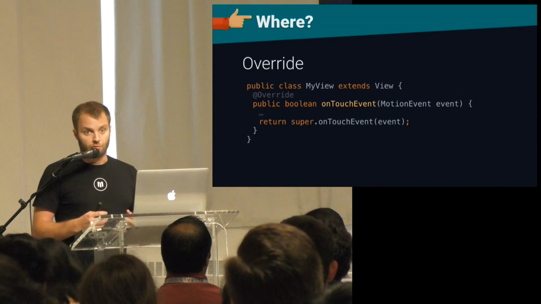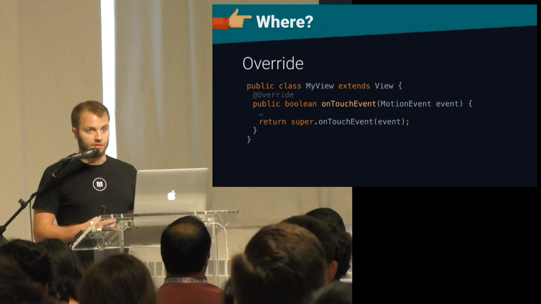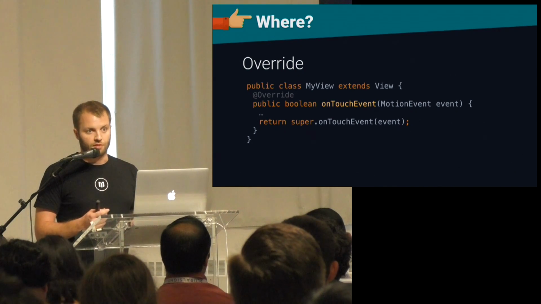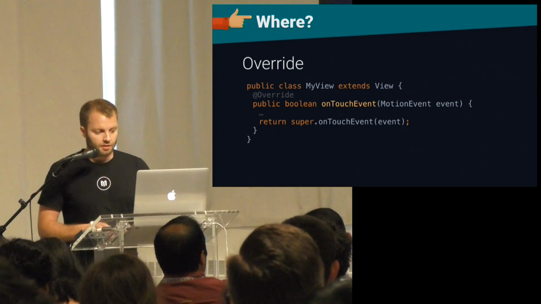The second place is if you're writing your own custom views. What you can do is override a method called onTouchEvent, and then you still receive a motion event, and it has a Boolean return value, which means: was I able to do anything with this touch?